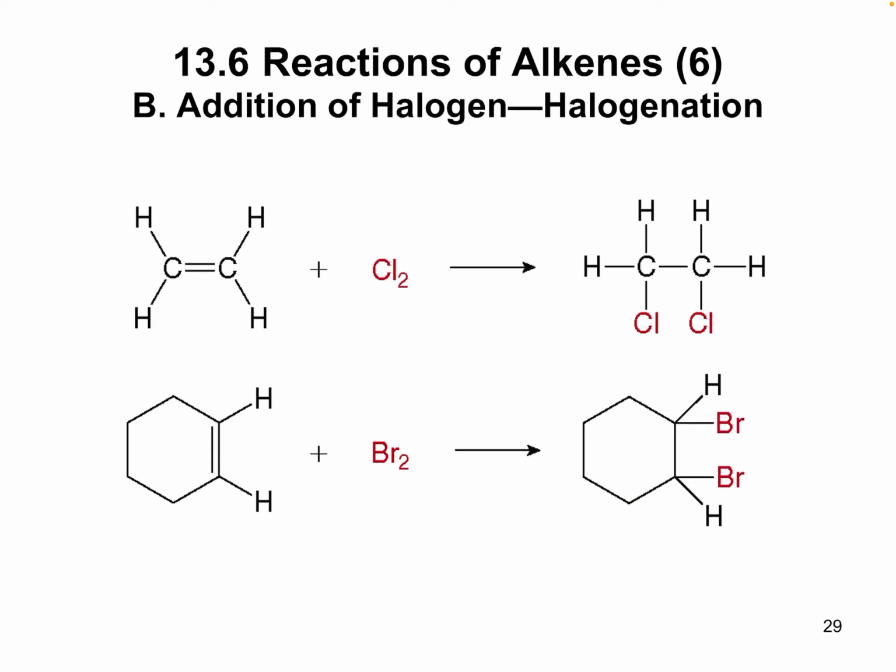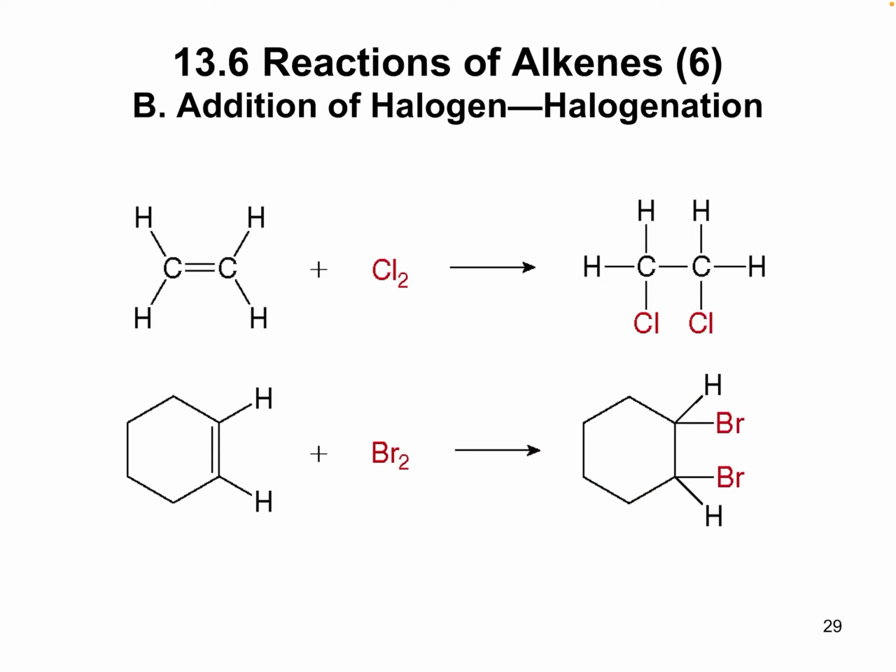So here are a couple of examples. And these are pretty simple examples, all right? So ethylene or ethene, and we add Cl2 to that, and we replace that carbon-carbon double bond with a pair of carbon-chlorine single bonds. And then cyclohexene, we turn that into 1,2-dibromocyclohexane as the product. So the important thing here is that the alkene functional group functions the same no matter how big or small that molecule is.